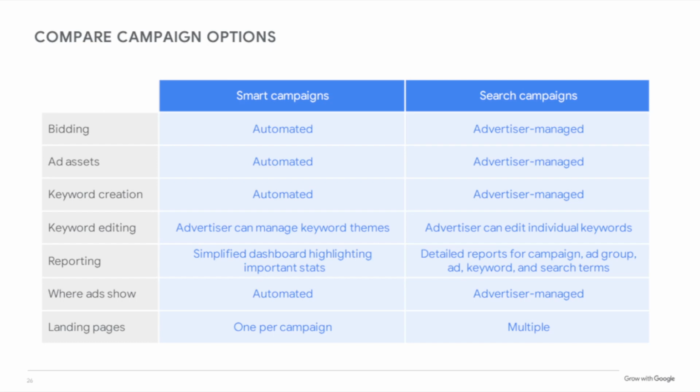Before, we used to call this expert mode. It used to be called smart campaigns for what was automated, and then expert mode. Now it's called search campaigns. But now you have a chance to even manage some of the keywords even more so. You have a chance to really choose where the advertisers actually show up. And that's what is important.